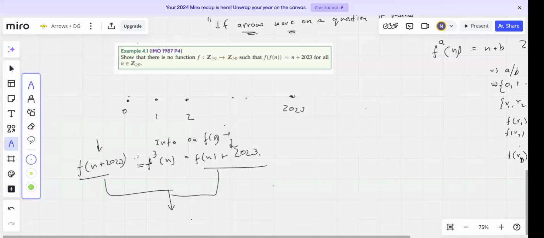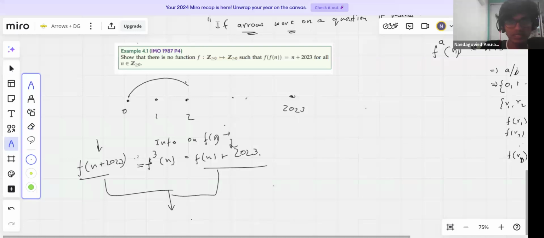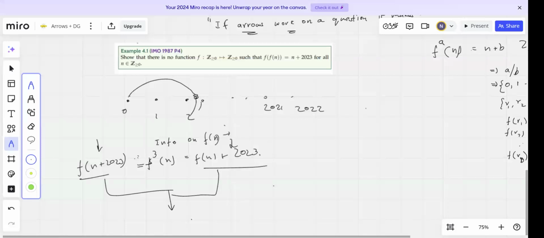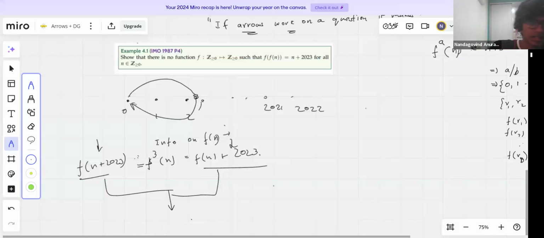So 0 maps to 2023 and so on. Wait, 2023 is 0 itself. Right, so this will go to 2021, 2022. Okay, so f of 0 is going to be something. That's going to be mapping to some vertex I here, right? But it has to map back out to 0. Do you agree? Yeah.